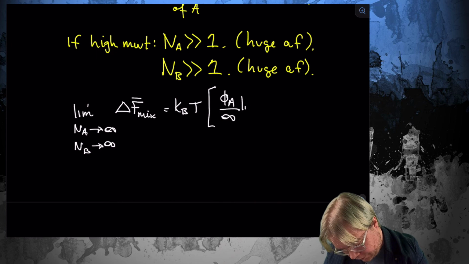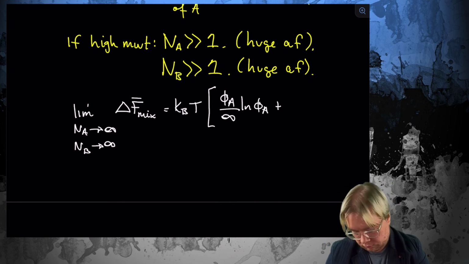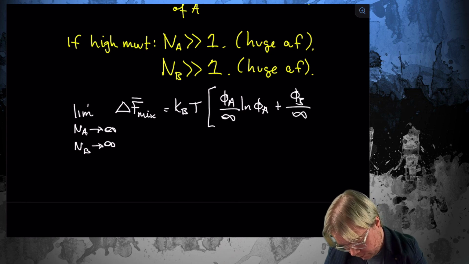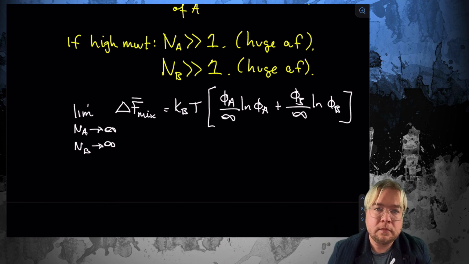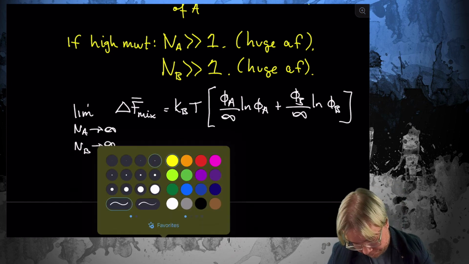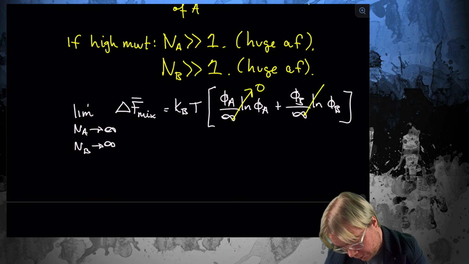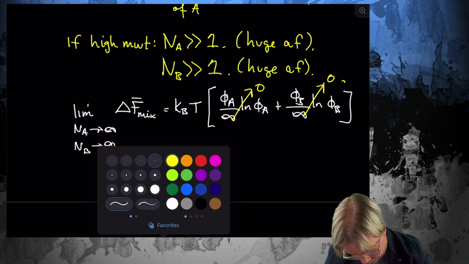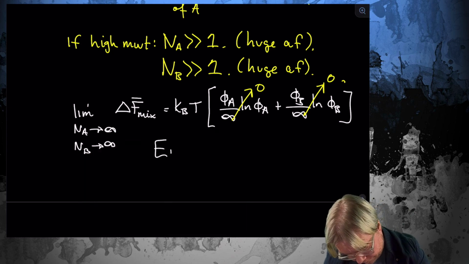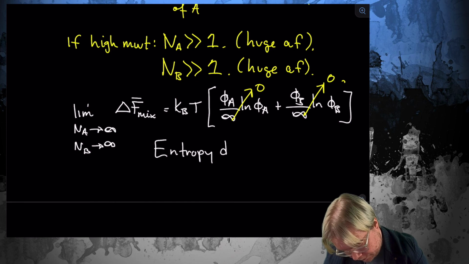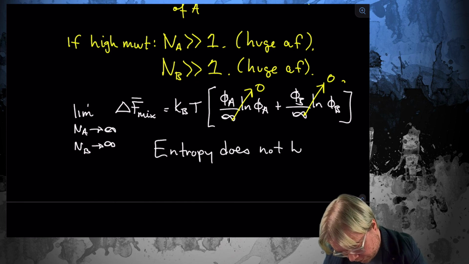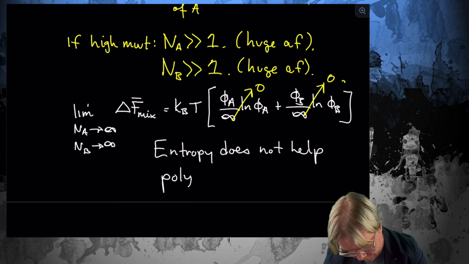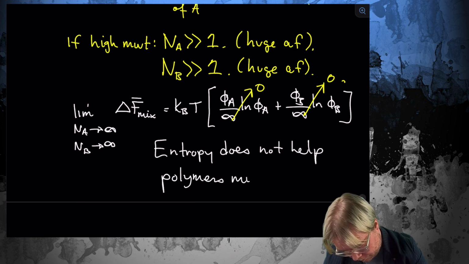Phi A, I'll just put in the infinity, log of phi A plus phi B. Phi B. Hopefully you see what's going to happen. That term will go to 0, and that term will go to 0. So you can see that entropy does not help polymers mix.